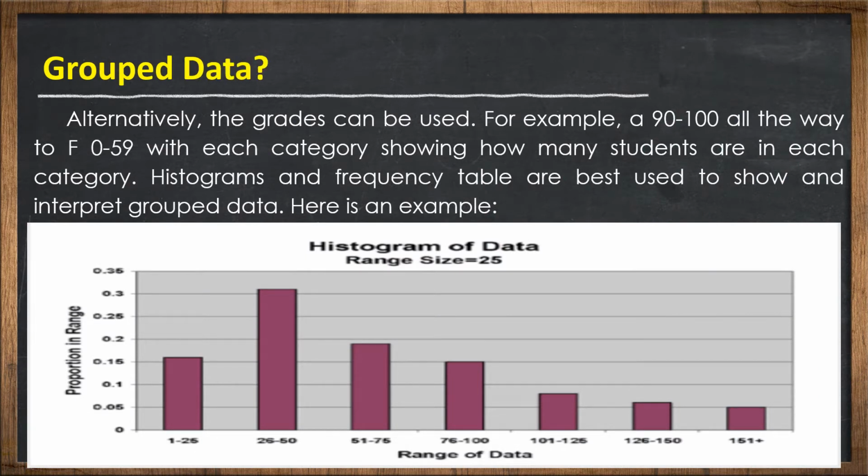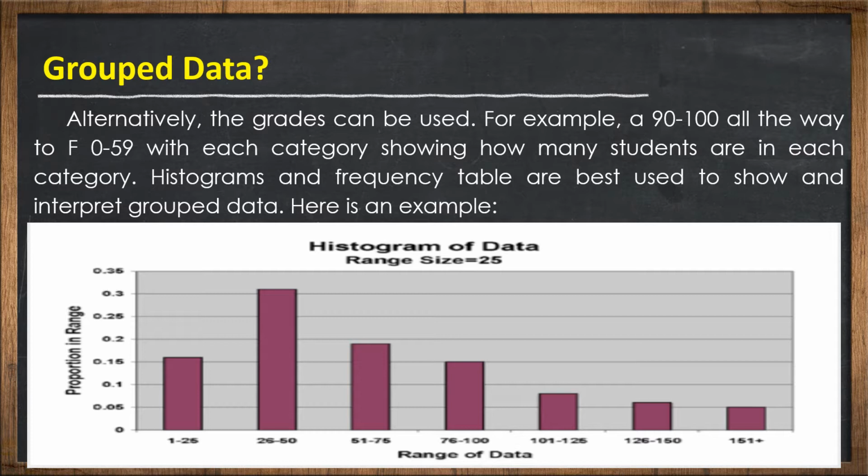So as what we have here, the grades can be used, for example, 90 to 100 all the way to 0 to 59, with each category showing how many students are in each category. So histogram and frequency table are best used to show and interpret group data. So here is the example.